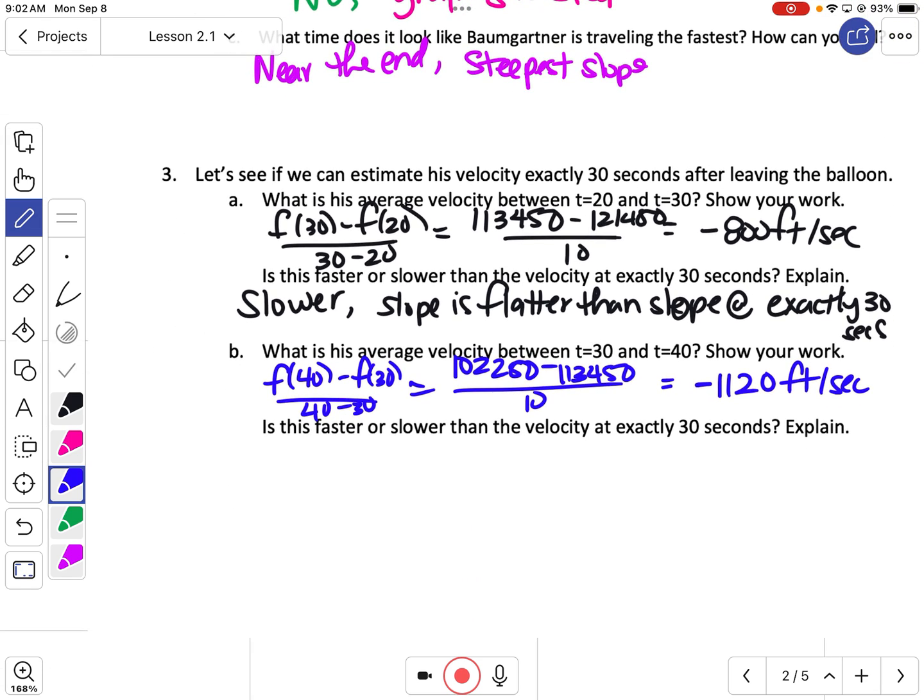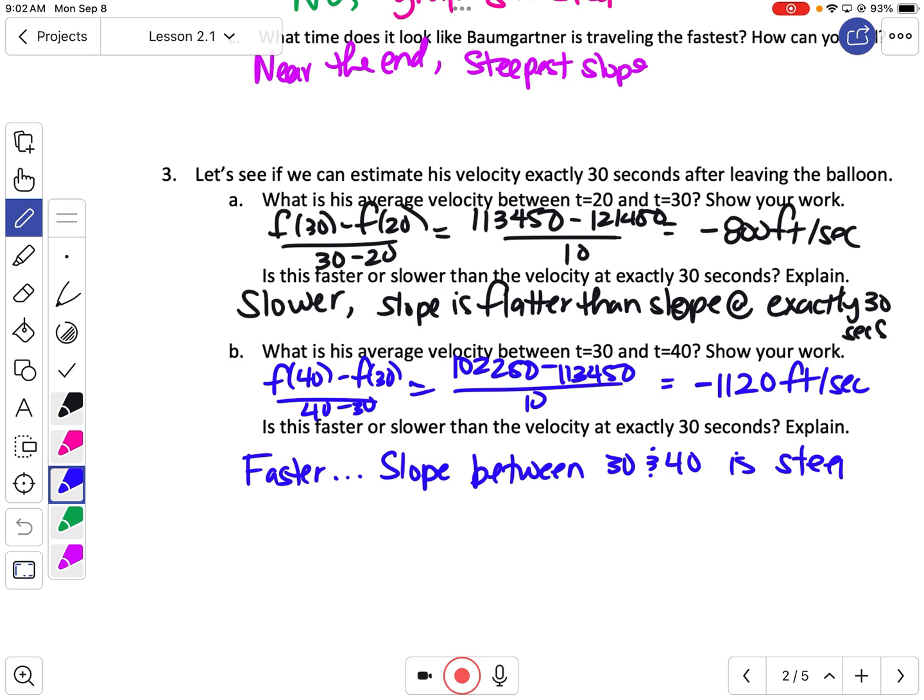Okay. Is this faster or slower? It's faster, okay? Because he's moving faster at 40 than he is at 30, all right? So if we're doing the average between them, the slope between those is steeper than at just 30. Okay.